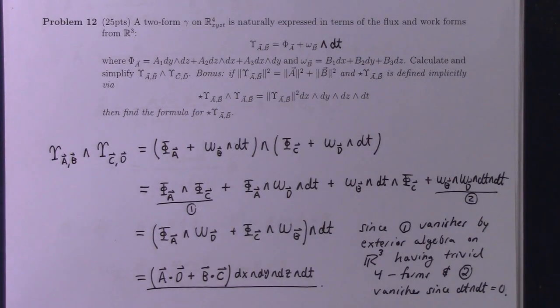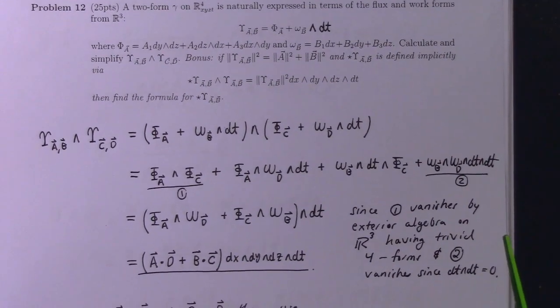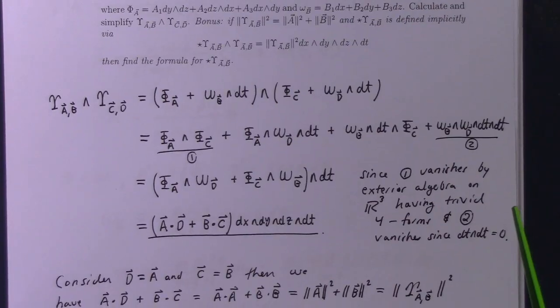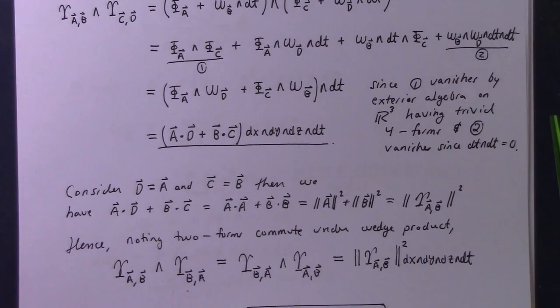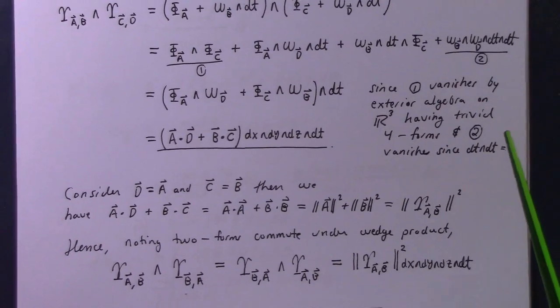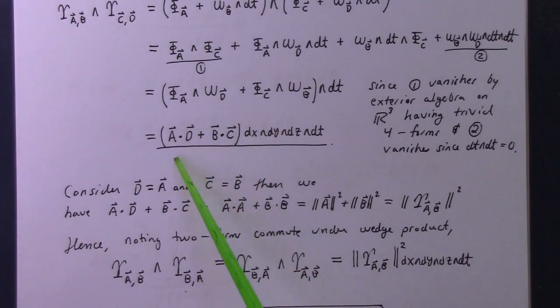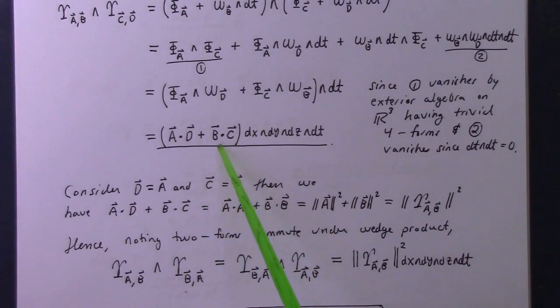Finally, this is the last problem. And I think you guys got this. Some of you got this. And most of you got this. One of you got all but the last step. Just look at it. Oh, we've got A dot D plus B dot C.